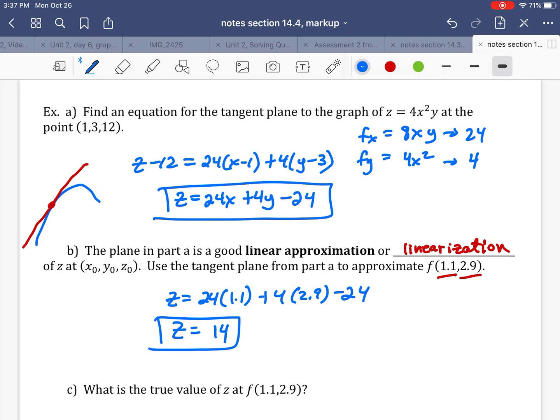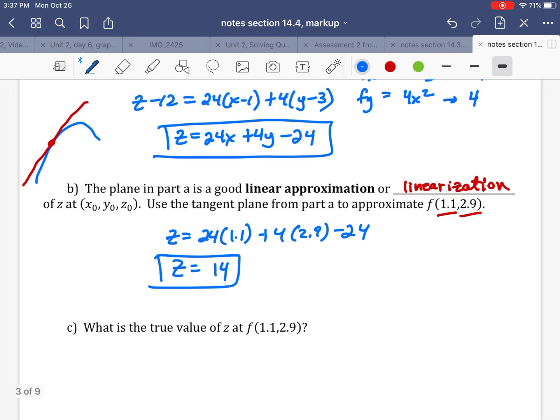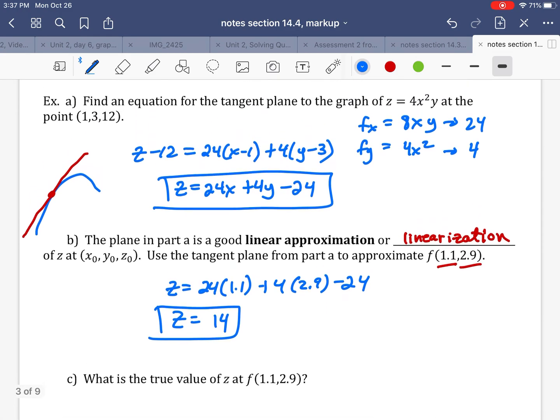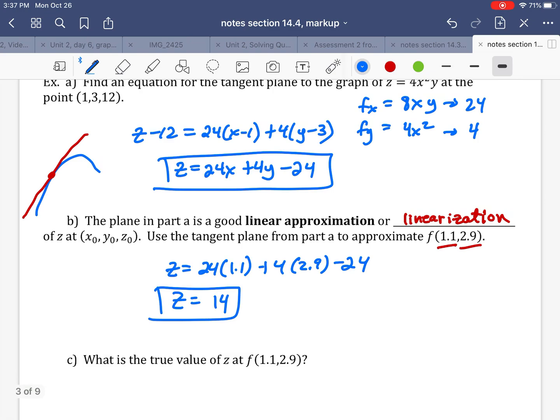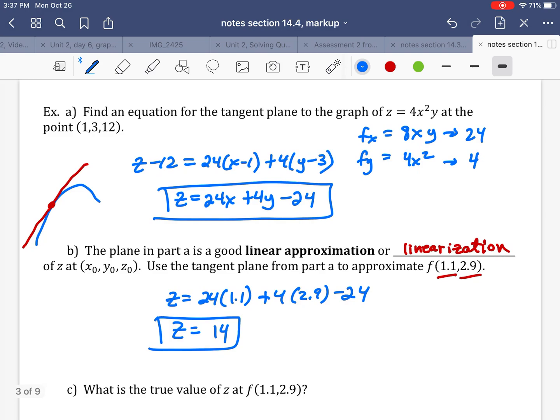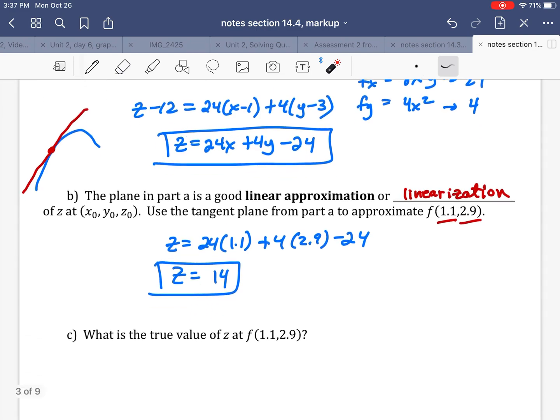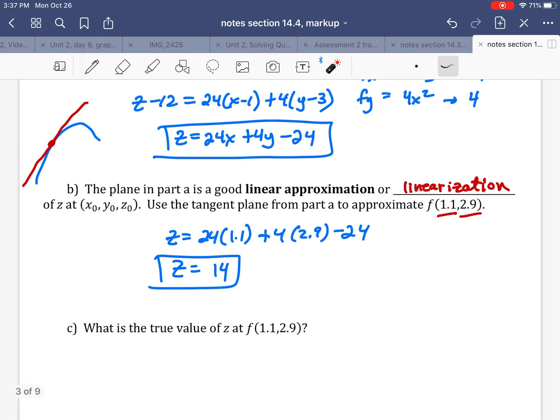Okay, now remember, it's an approximation. It's about what it is. Do you see that doing all these simple multiplications, like 24 times 1.1, 4 times 2.9, minus 24, those are very simplistic calculations. Whereas if I had to plug in 1.1 into here and here, that would be a little more complicated, and I would definitely want a calculator nearby. So it's a way to approximate something without doing a lot of big calculations.